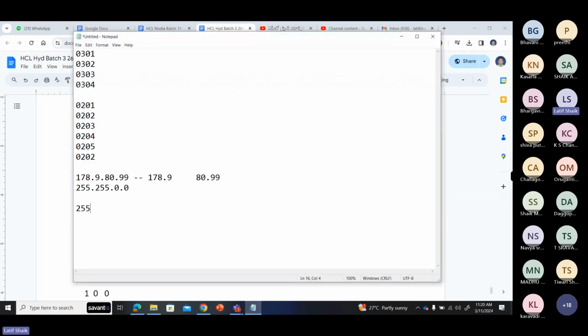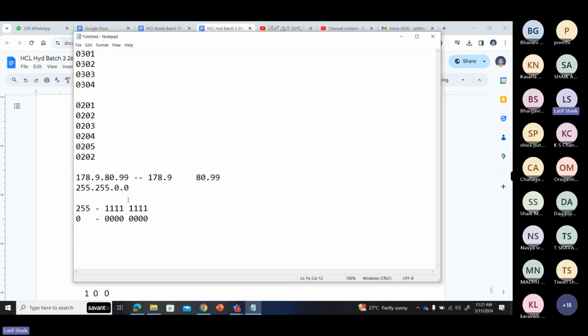Actually, if you write 255 in binary, it is 8 ones, all ones. 1 represents network, 0 represents host. 0 means all zeros, 255 means all ones, 8 ones. So in binary it is 8 ones, 8 ones, 8 zeros, 8 zeros. The point is, we have an IP address and a subnet mask.